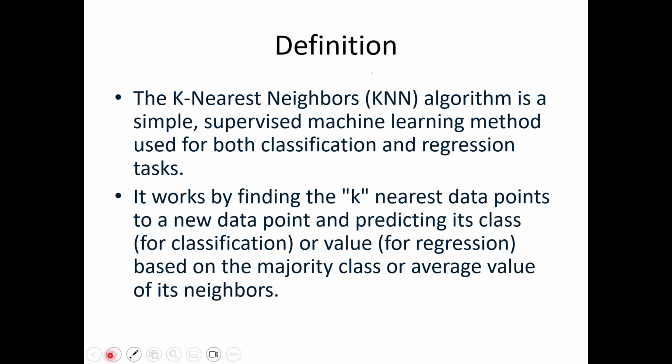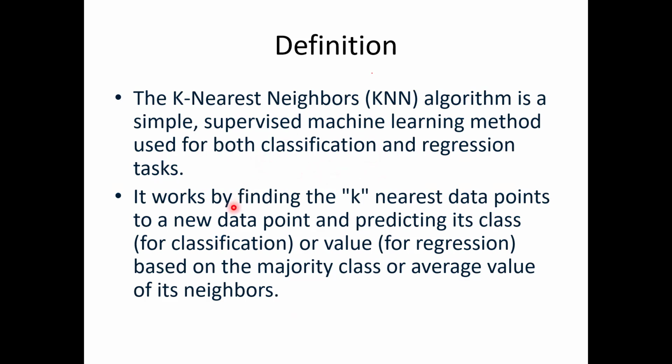Coming first, we are going to look at the definition. What does the K nearest neighbor algorithm look like? This is a simple supervised learning method used for both classification and regression. When we consider a data set that has to be trained in a simple supervised machine learning setting, the nearest neighbor algorithm can be applied for both classifying the data and performing regression tasks on it.